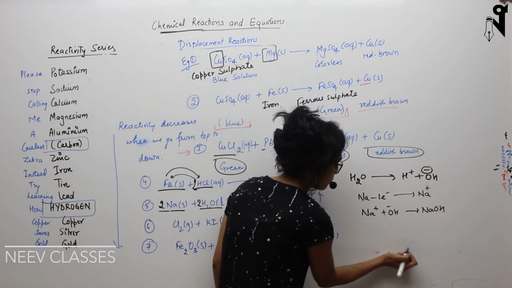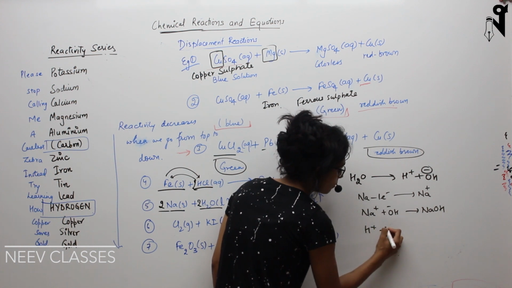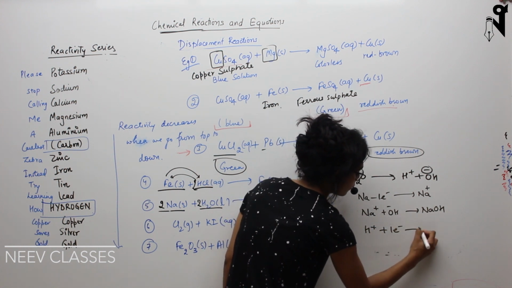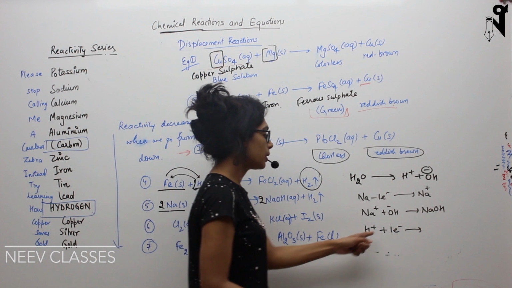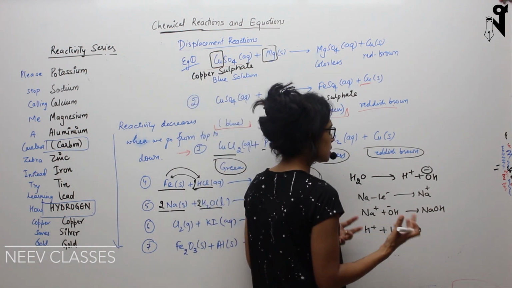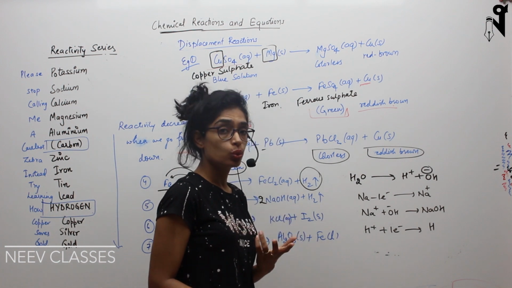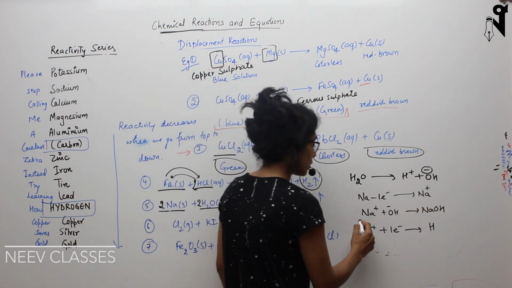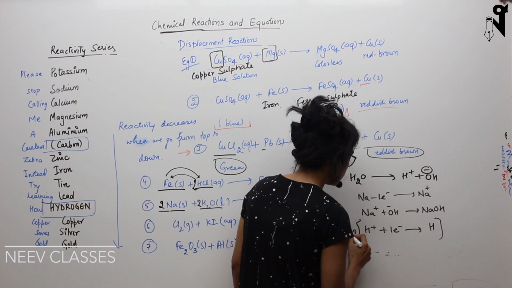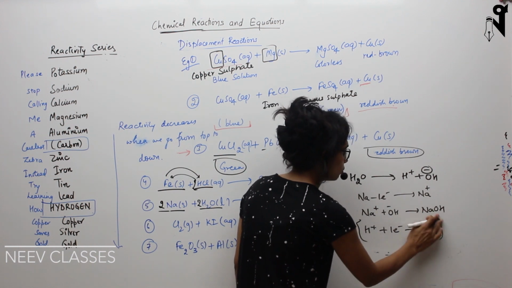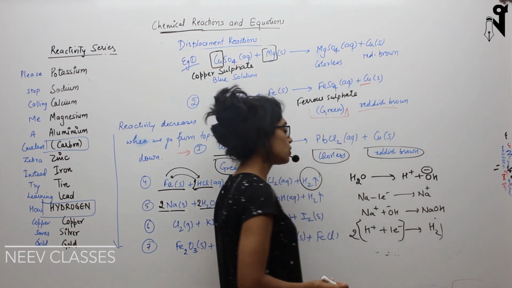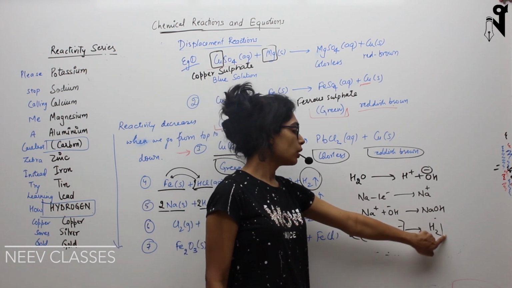After this, the problem comes when H plus tries to accept an electron. When it accepts an electron, it will become just hydrogen, and we want H2 as a hydrogen gas. So I can multiply this whole thing with 2, and automatically I'll get 2.